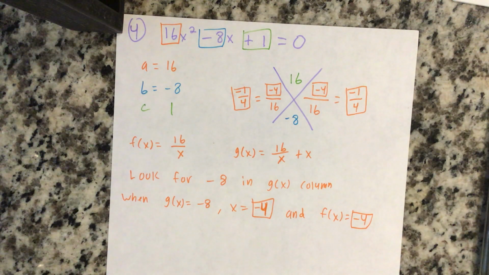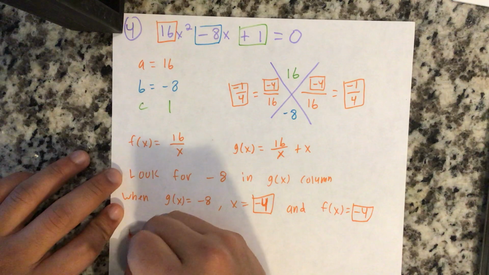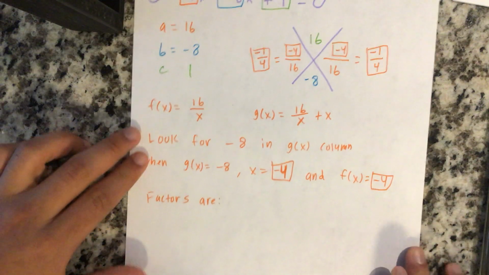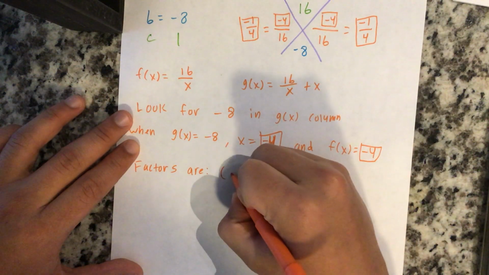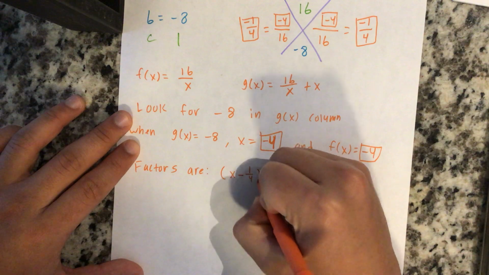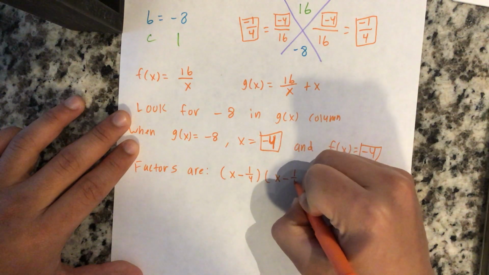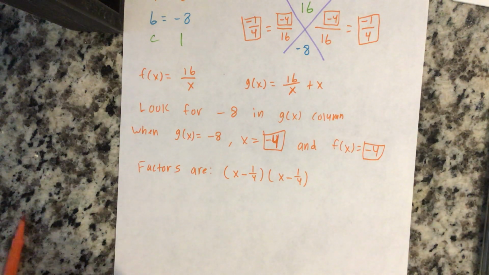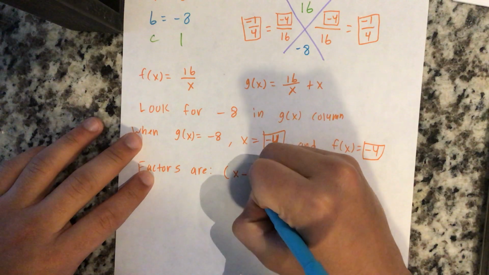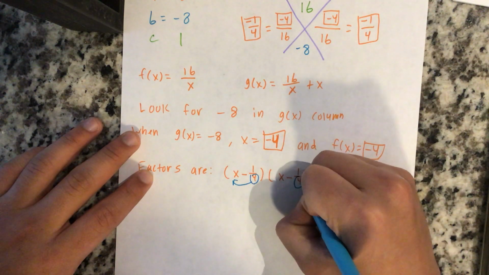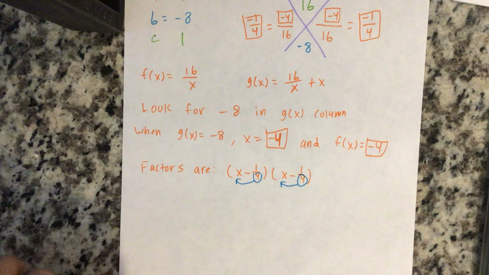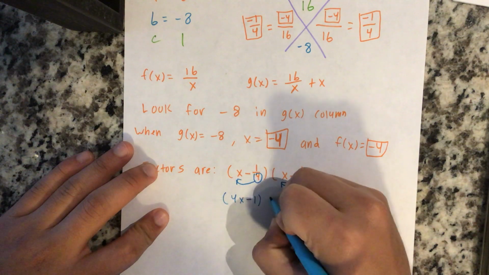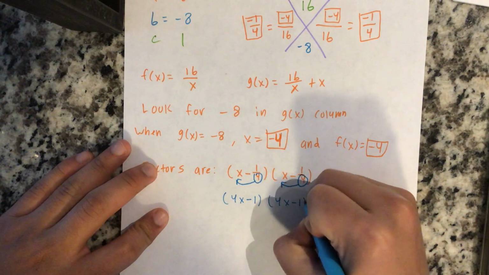Okay? So now we write our factors. So let's move down here. So the factors are x minus 1 over 4 and x minus 1 over 4, right? Because these are the same thing. And they're both negative, so minus 1 over 4, okay? But again, they're both not proper. So we take the 4, bring it to the front. Take the 4, bring it to the front. Okay, so let's rewrite it. So my real factors are 4x minus 1, 4x minus 1. Okay?